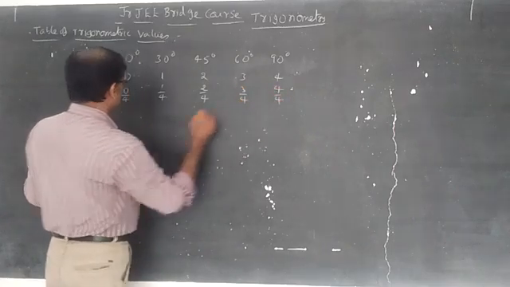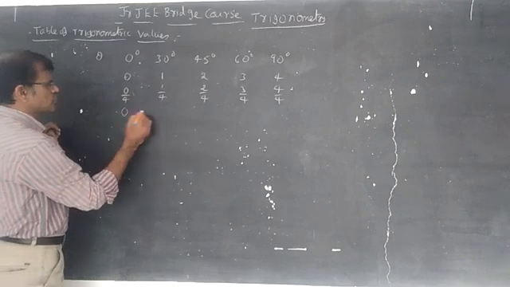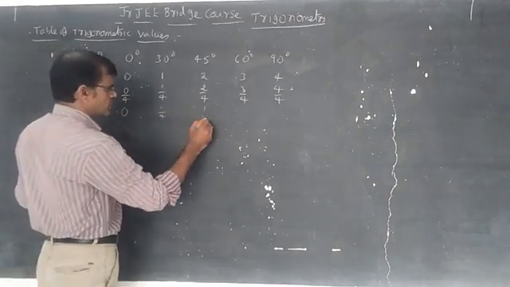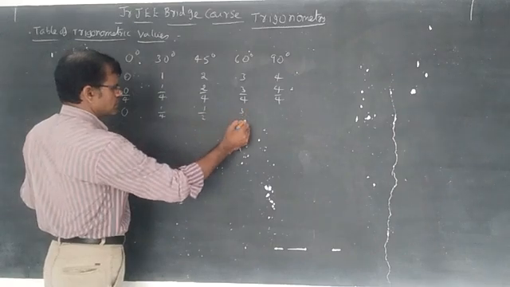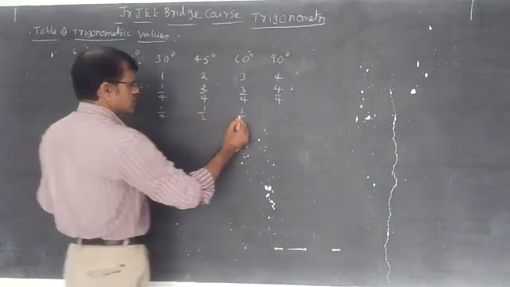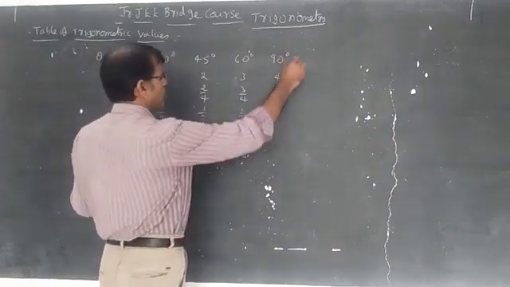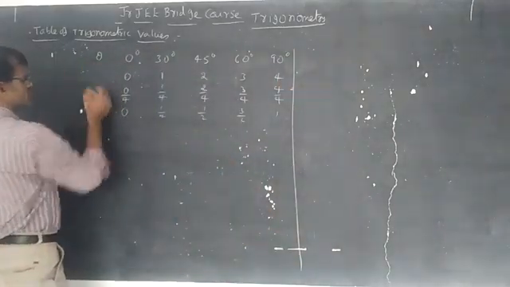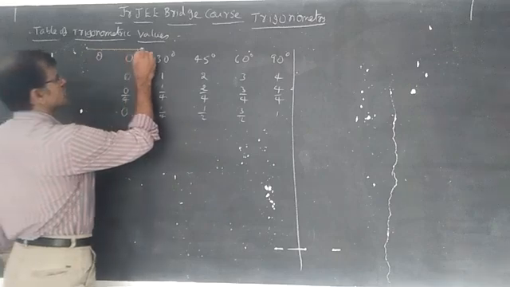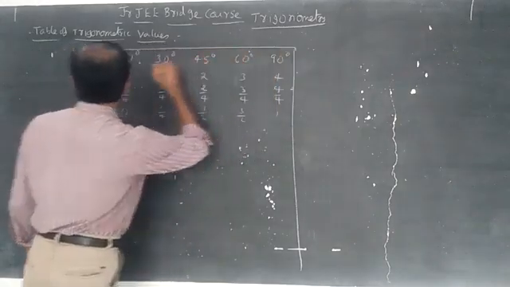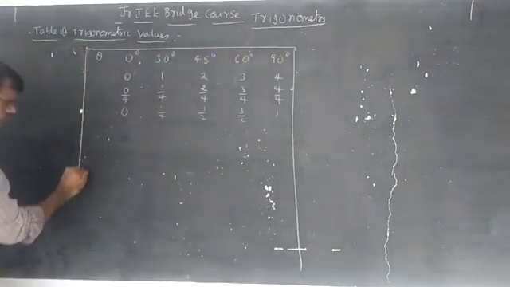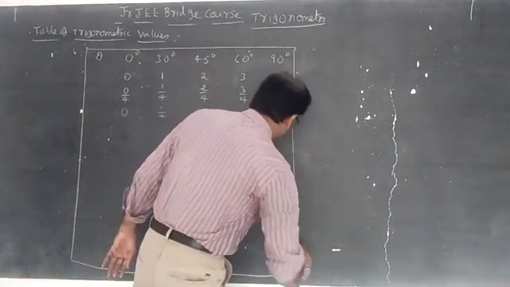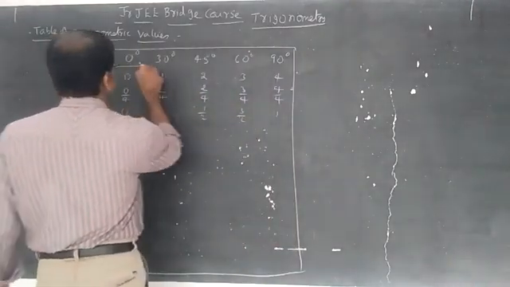In the next step you write the values. 0 by 4 becomes 0, and 1 by 4 stays 1 by 4. Here it is 1 by 2, this is 3 by 4, and this is simply 1. Now the square root of these values becomes the sine values. The square roots of these values are the values of sine theta.